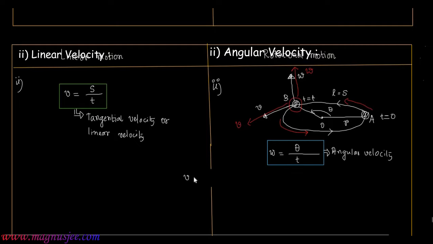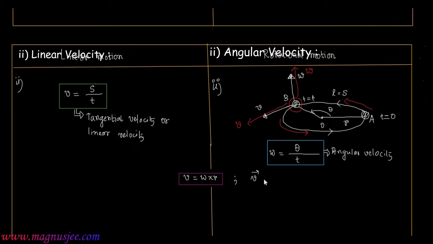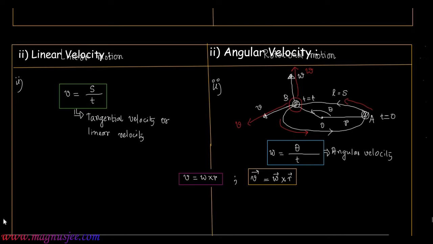That's why the relation between linear velocity and angular velocity is v equal to omega r. That means tangential velocity v is numerically equal to the product of angular velocity and radius of the circular orbit. That means vector v is equal to vector omega cross vector r. Now we can write down the dimension of tangential velocity.